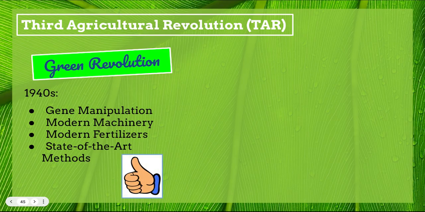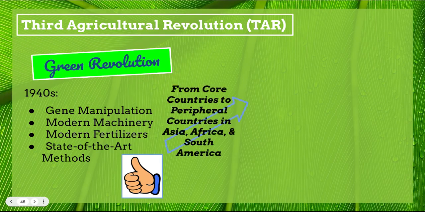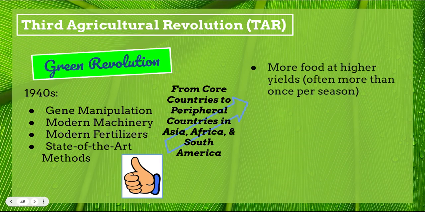And this is all really good stuff, right? That has helped feed people worldwide. And it's taking that knowledge and exporting it to places where people don't have food. And it's meant, for the most part, with really good intentions, from core countries to peripheral countries, notably in Asia, Africa, and South America.